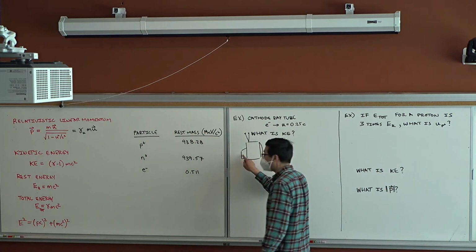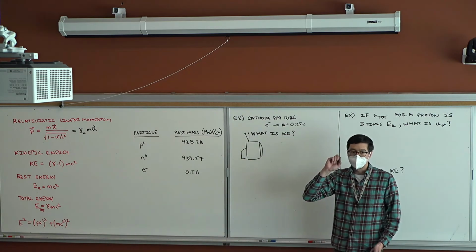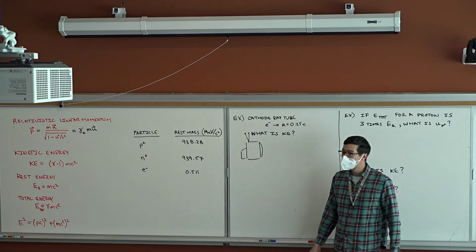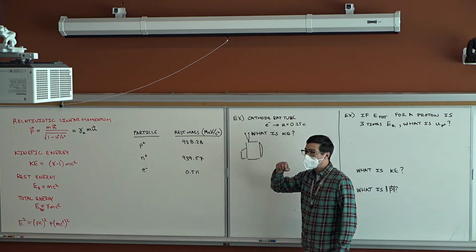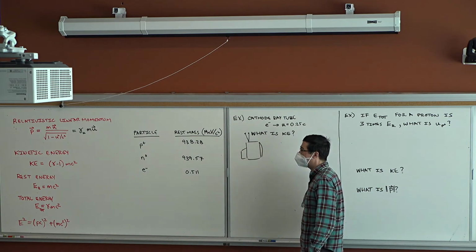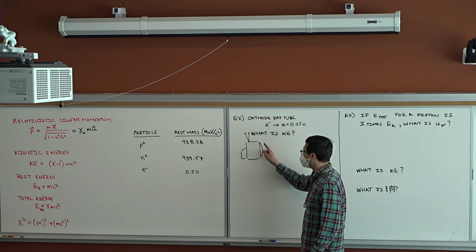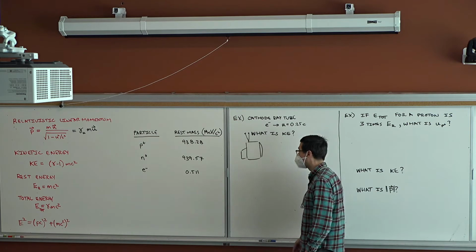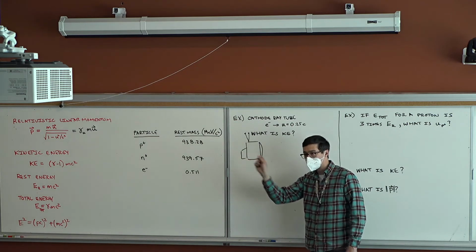Effectively, there is a little gun back here that is accelerating and firing very, very high speed electrons. They're going to be steered with a magnetic field so that they trace back and forth and raster back and forth across the screen to light up pixels.